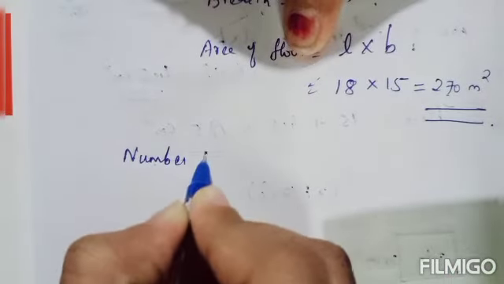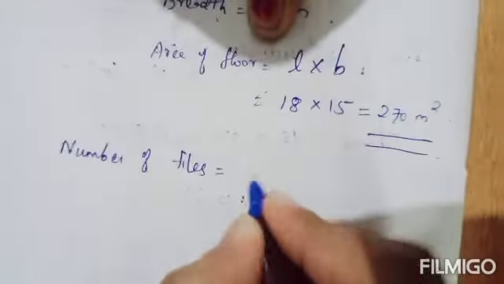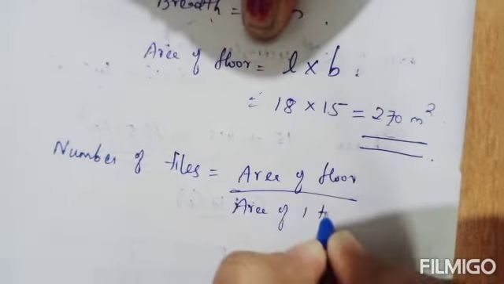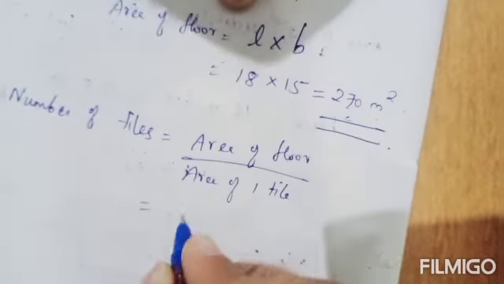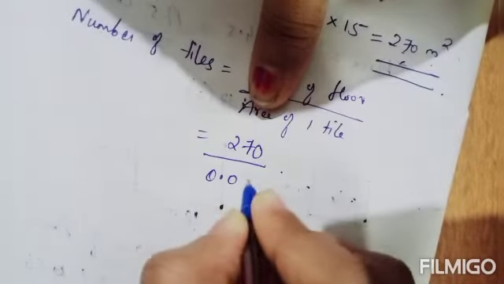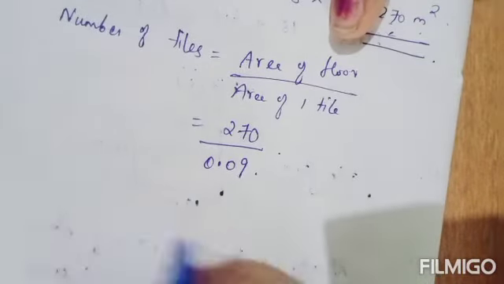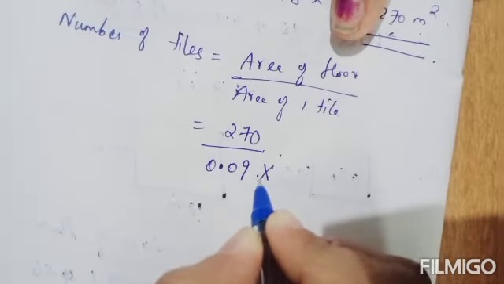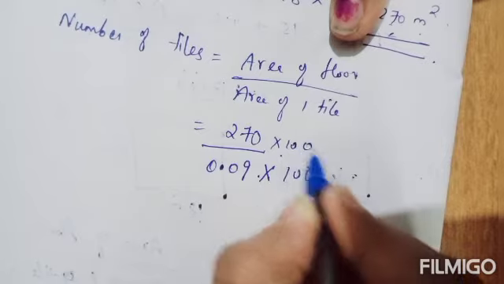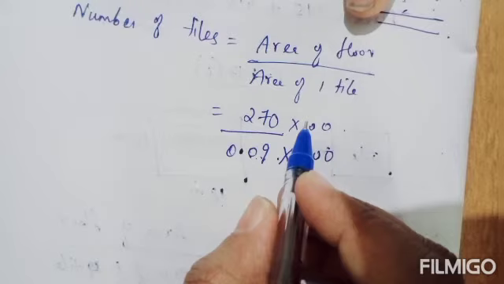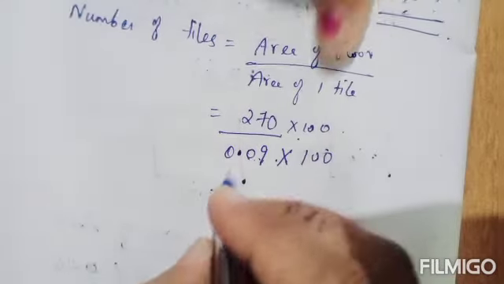Okay, so area of floor you got 270 meter square and area of tile it is 0.09 meter square. Now you can find number of tiles required. Number of tiles equal to area of floor by area of one tile. Area of floor we got is 270 by area of tile 0.09. Now this division, you know, decimal is coming in the denominator. So what to do? Multiply both numerator and denominator by 100. After decimal point 2 digits are coming.